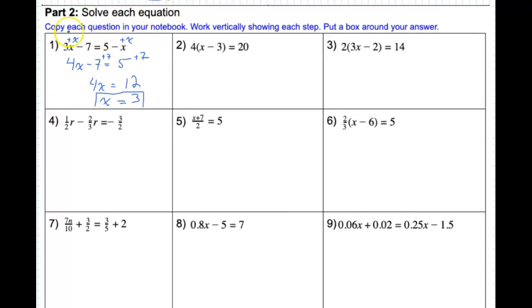Let's try another one. Now I could check that. So 3 times 3 is 9. 9 minus 7 is, well, is that the same as 5 minus 3? 9 minus 7 is 2. 5 minus 3 is 2.